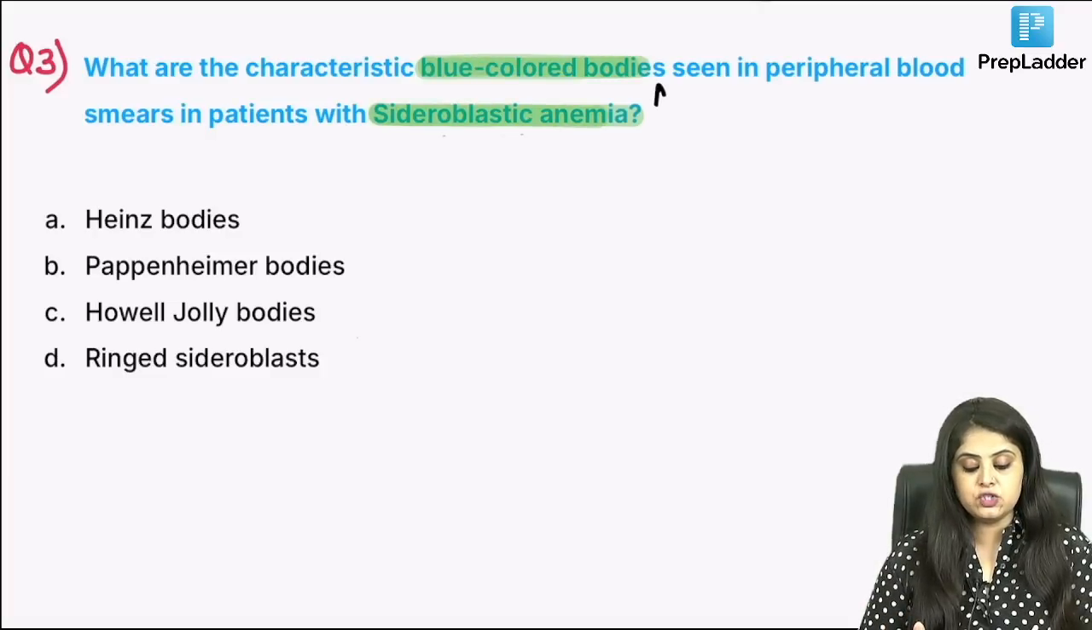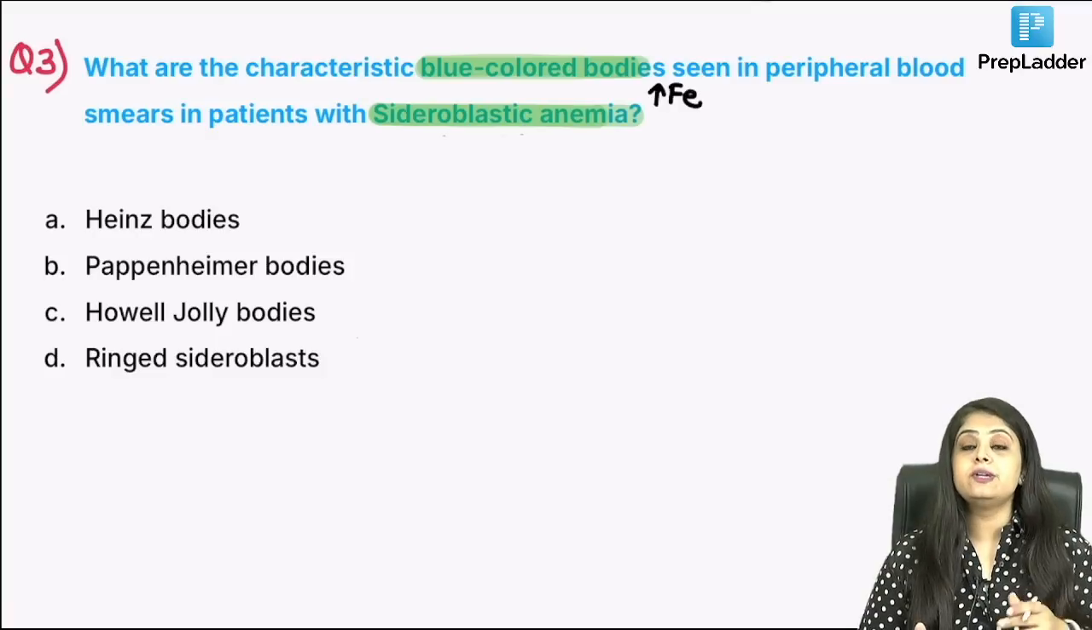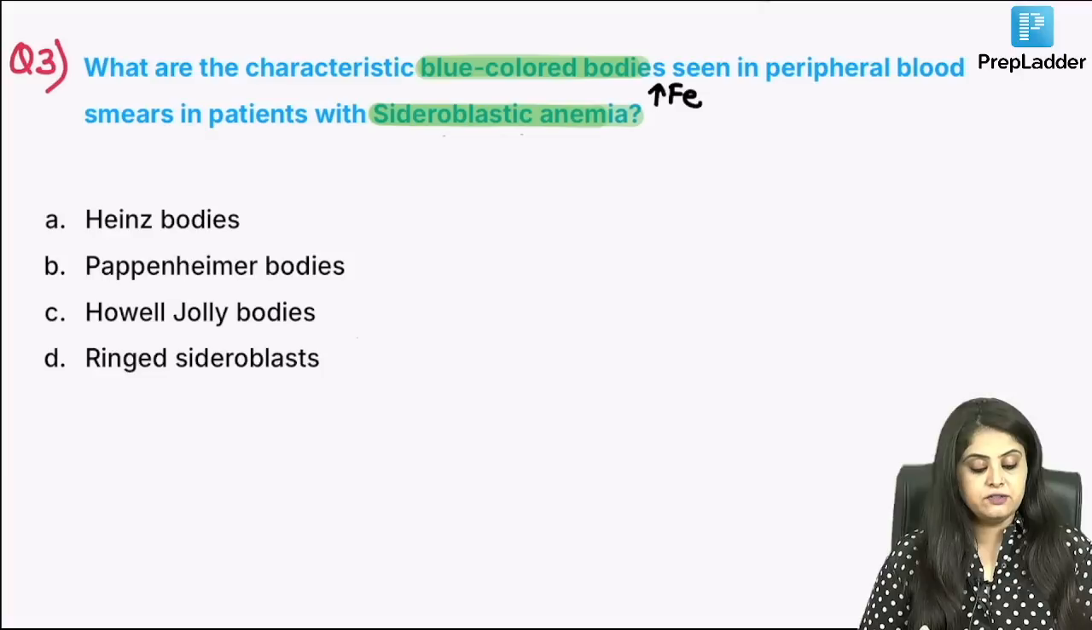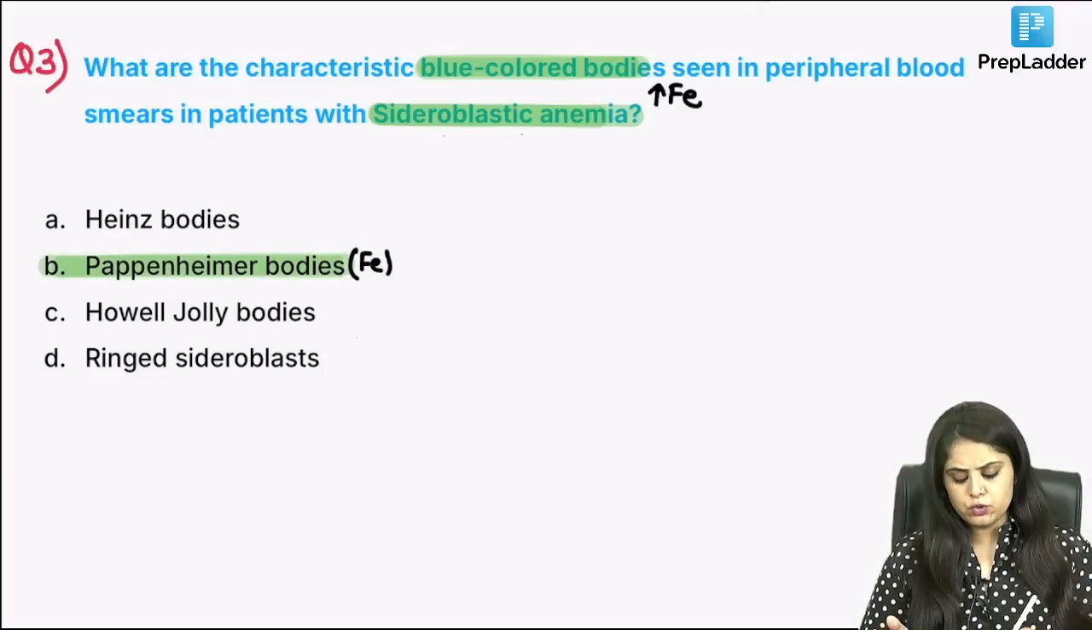Sideroblastic anemia is a condition in which anemia is there due to excess amount of iron. Now excess amount of iron will always end up making bodies which are known as Pappenheimer bodies, which asks you a simple question: what are Pappenheimer bodies made up of? They're made up of iron. Let me show you an image.